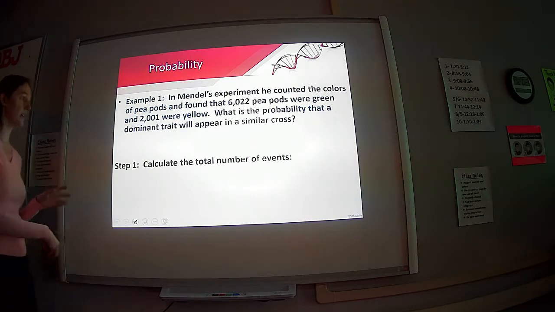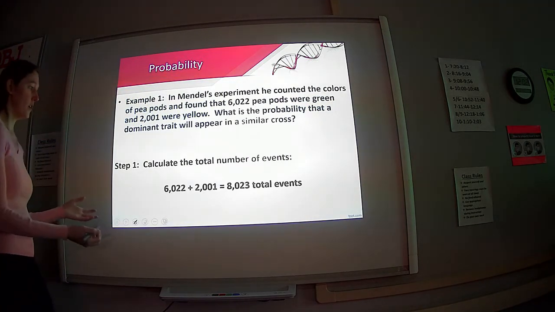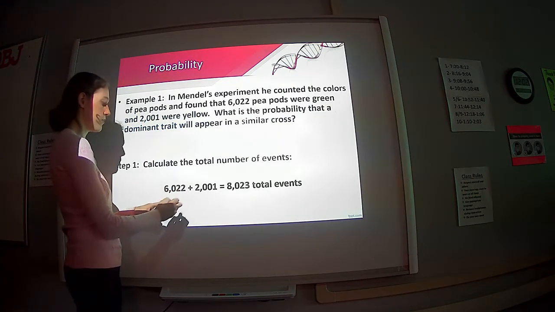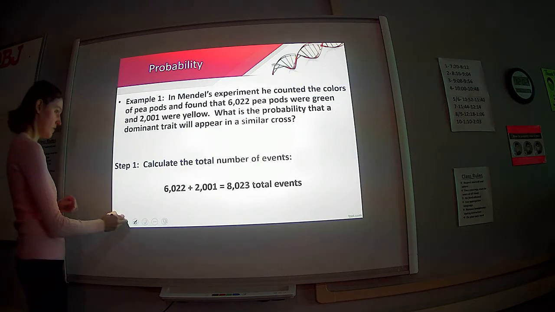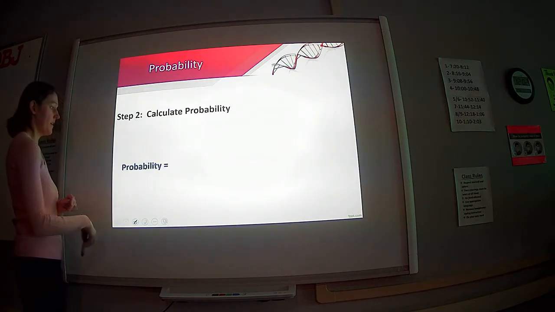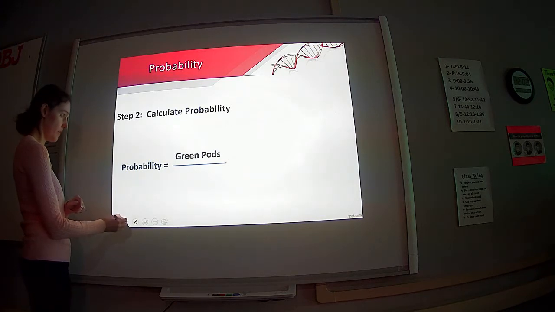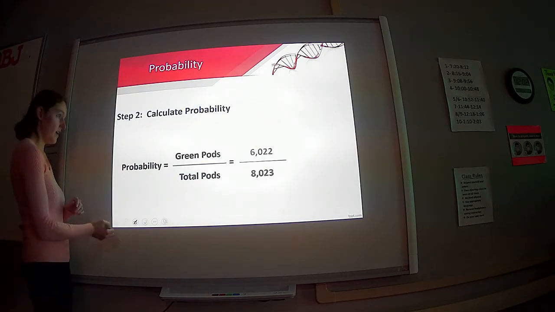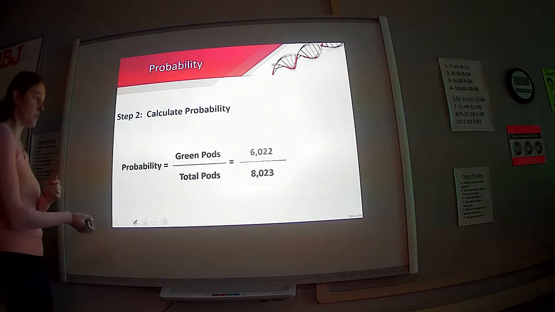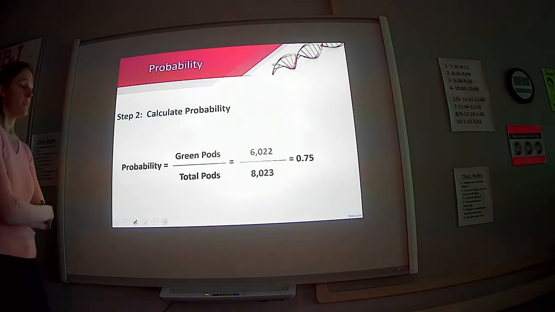So step 1, we're going to calculate the number of events here. Our total number of events, we're going to take 6,022 plus 2,001, and we're going to get 8,023 total events. Then we need to calculate our probability, which would be green pods over the total number of pods. So we had 6,022 green pods, and we calculated our total was going to be 8,023. That is going to give us 0.75.